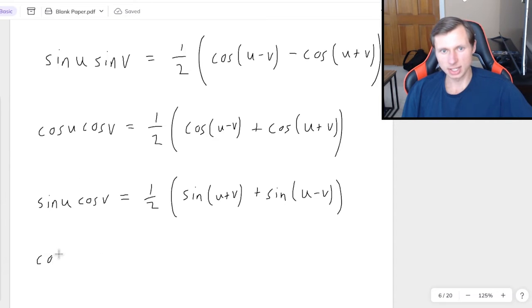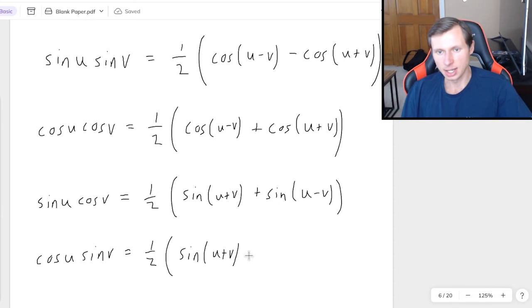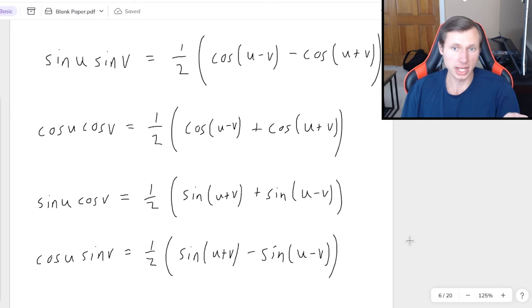The last one is cosine u sine v, and that's going to be the exact same thing except minus sine of u minus v. So again, these are called the product to sum identities when we start with multiplication and we want to end with addition or subtraction.